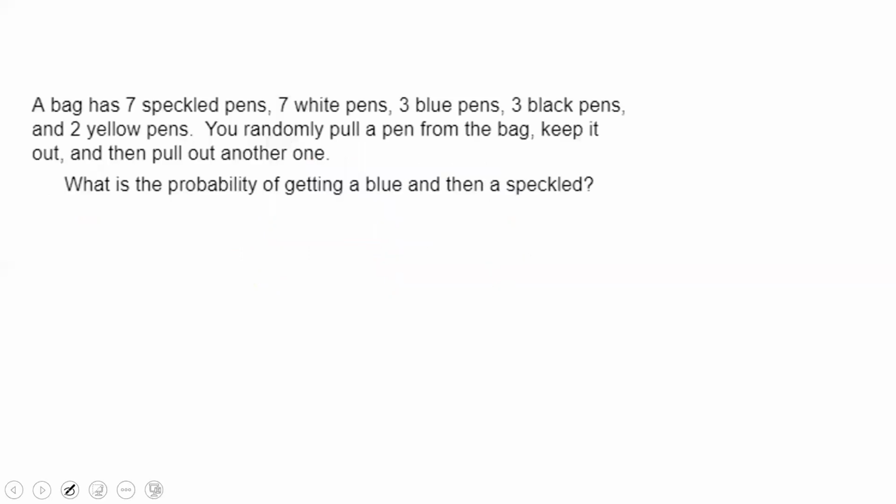A bag has 7 speckled pens, 5 white pens, 3 blue pens, 3 black pens, and 2 yellow pens. You randomly pull a pen from the bag, keep it out, and then pull another one out. Okay? So first I'm going to total how many pens I have. 7 plus 5 plus 3 plus 3 plus 2 is 20. Oops. I was being a little bit quick there. It says you pull it out and keep it out. So that means on my second try, I'm only going to have 19 pens.